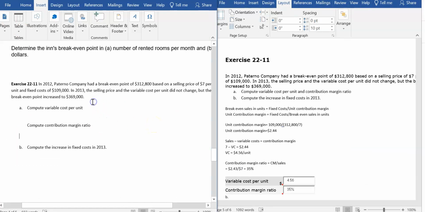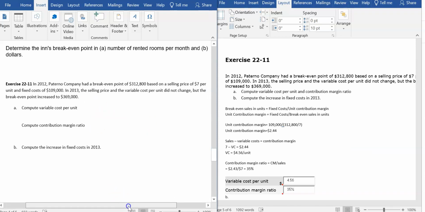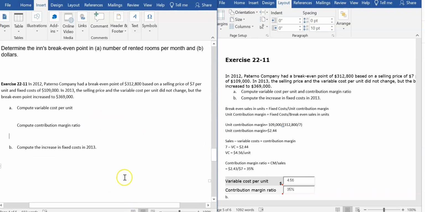Okay, in this last problem, we're going to continue applying our understanding of the variable cost and contribution margin and fixed cost and the break-even point. In 2012, this company experienced a break-even point of $312,800. That break-even point was based on a selling price of $7 per unit and fixed cost of $109,000.